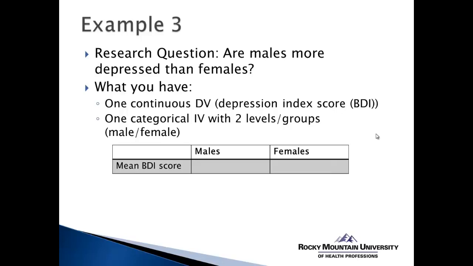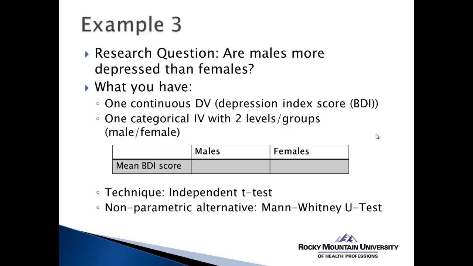Okay, so two independent groups that we want to compare on one numeric outcome. The option here would be the independent t-test. Now, if we didn't meet all the assumptions of the independent t-test, a non-parametric alternative could be the Mann-Whitney U-test.